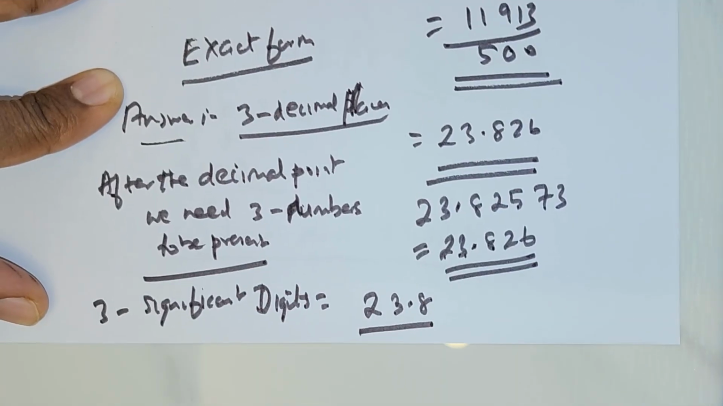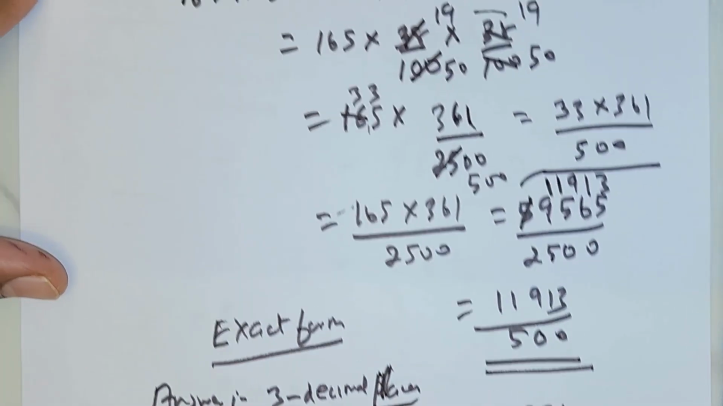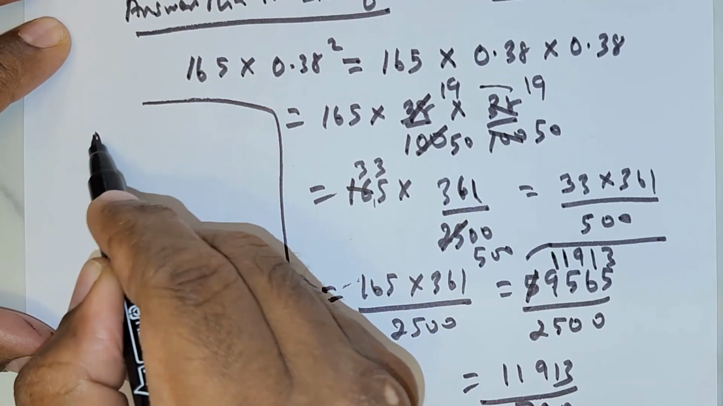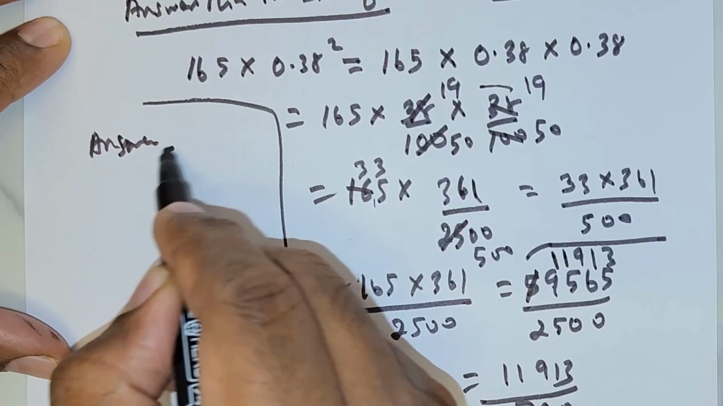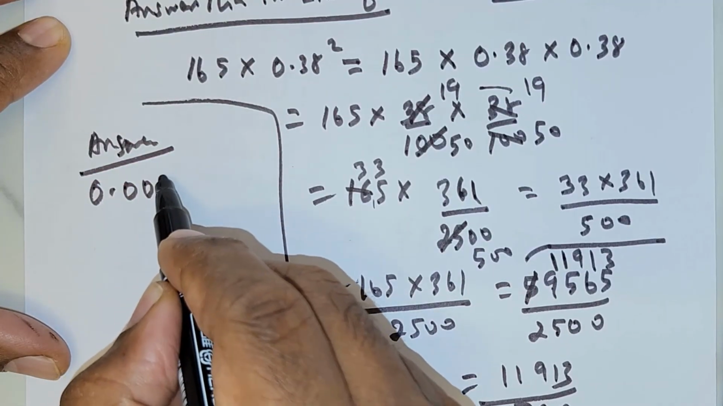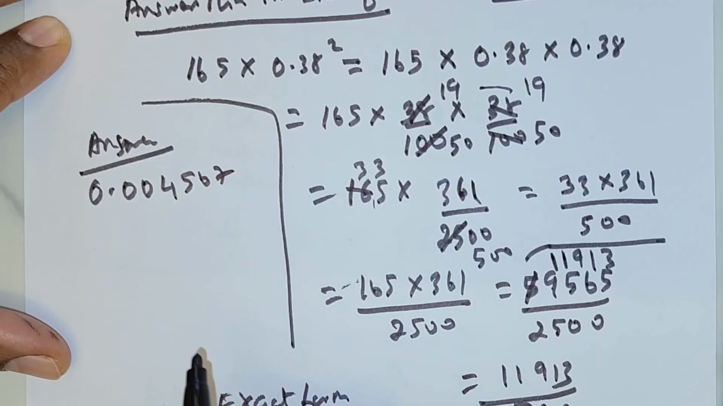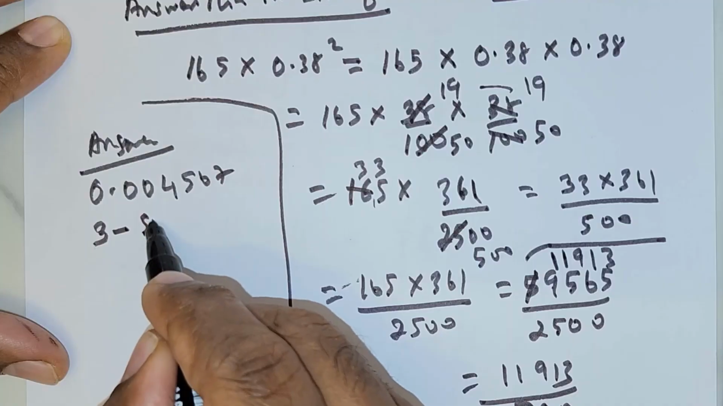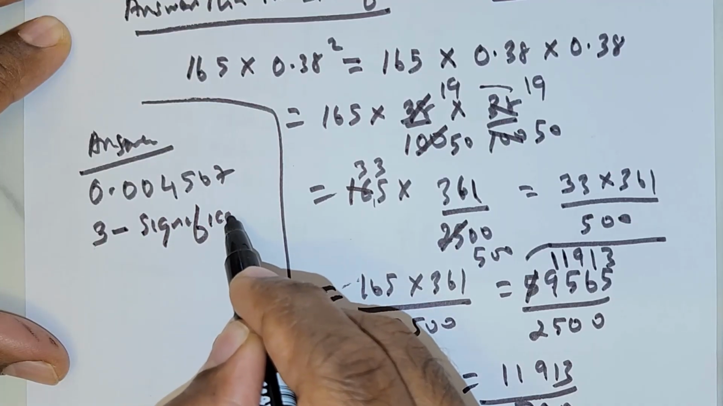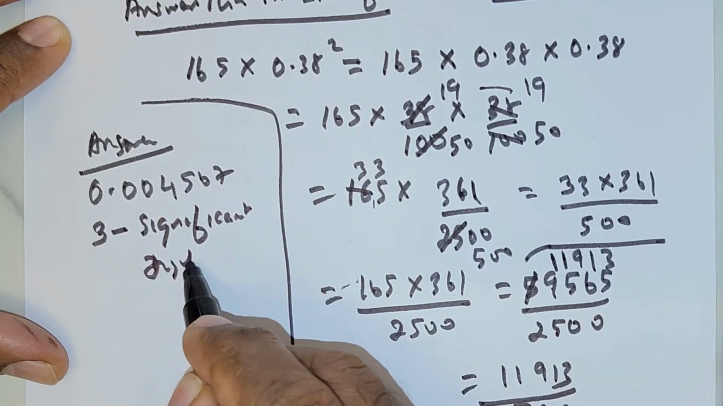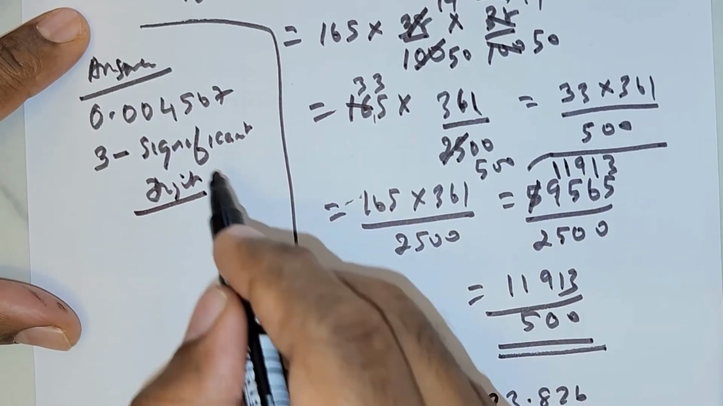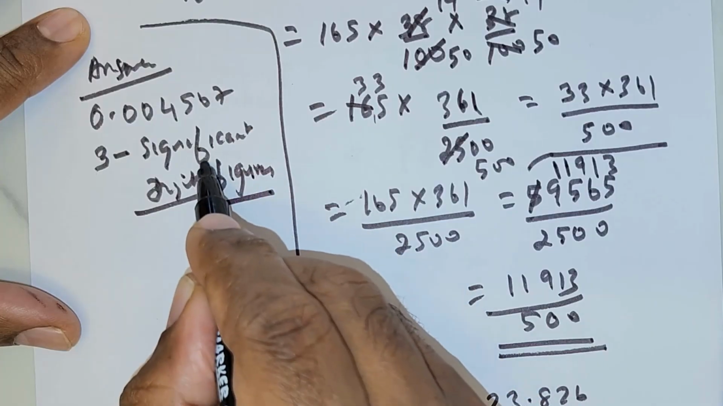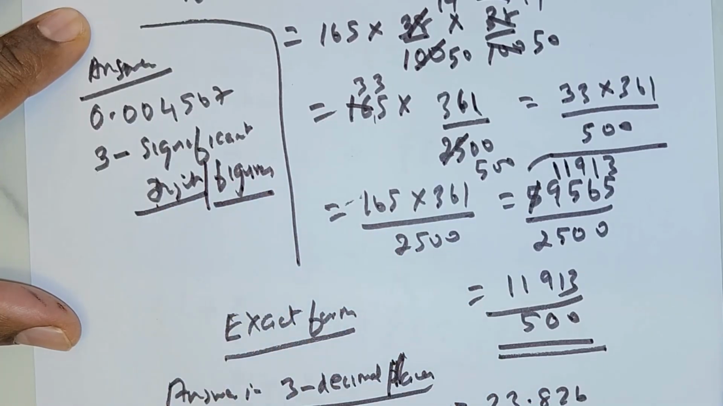Having given you all this, this is just a side note, what if your answer has got say 0.004567 and they are asking you to give the answer to 3 significant digits or 3 significant figures? Usually they might either place this or place this.